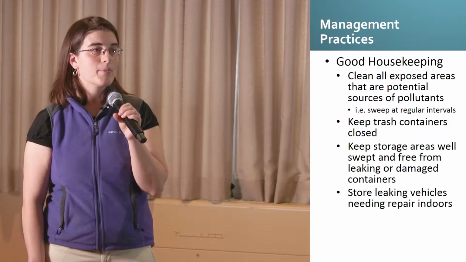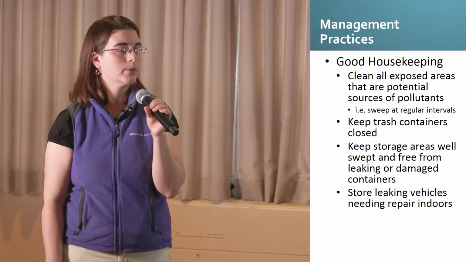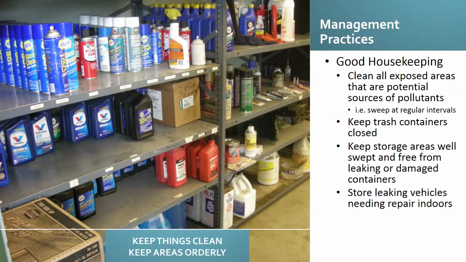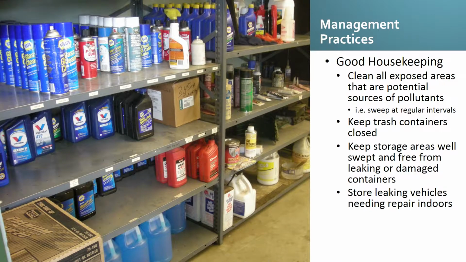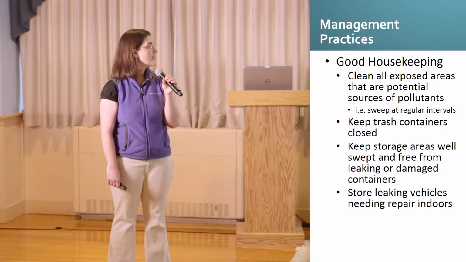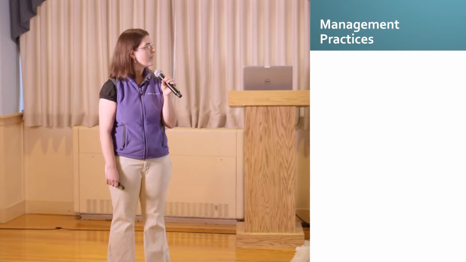Good housekeeping is another management practice, and this is the stuff that you do on a day-to-day basis to prevent pollution. Make sure all areas that are exposed to potential sources of pollutants are clean. So sweeping on a regular basis is an example. Keep trash containers closed. Keep storage areas well swept and free from leaking and damaged containers. And store all leaking vehicles needing repair indoors. If that's not feasible, place a drip pan under the leak.